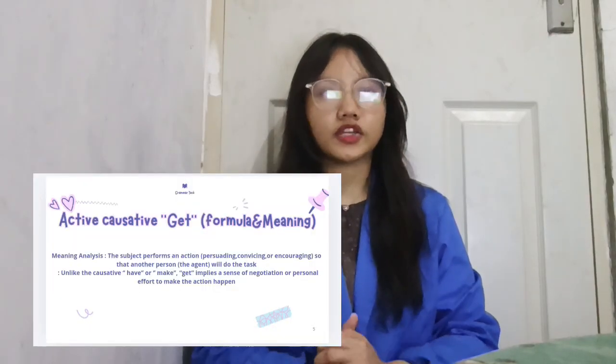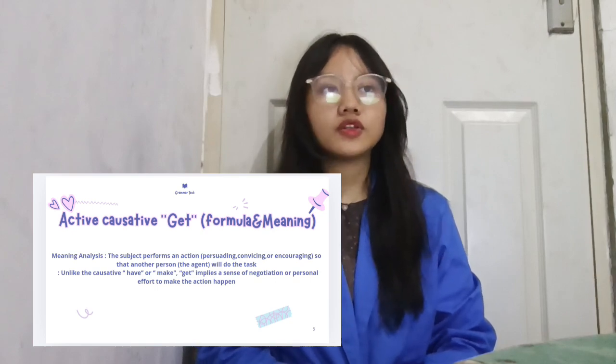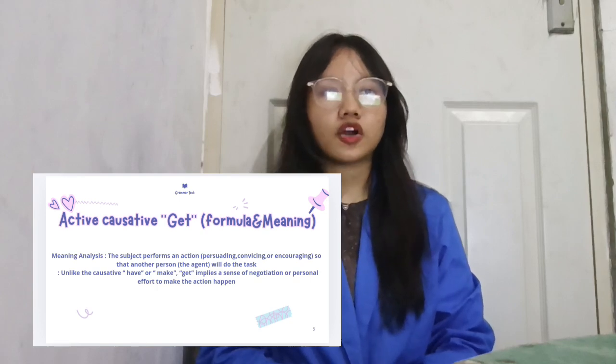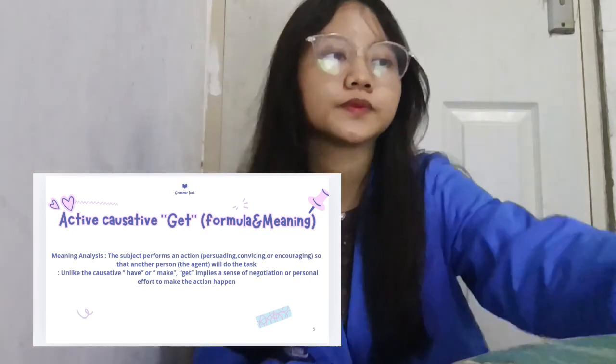Meaning analysis. The subject performs an action of persuading, convincing, or encouraging so that another person, the agent, will do the task. Unlike the causatives have or make, get implies a sense of negotiation or personal effort to make the action happen.